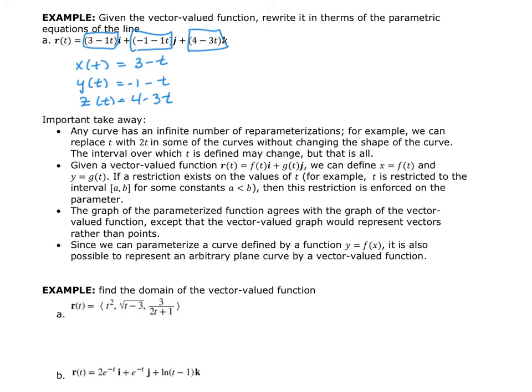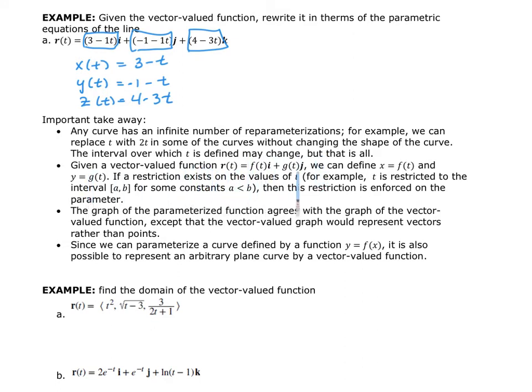So here are some important takeaways when working with parametric curves. Any curve has an infinite number of reparameterizations. For example, we can replace t with 2t in some of the curves without changing the shape of the curve. The interval in which t is defined may change, but that's about it.